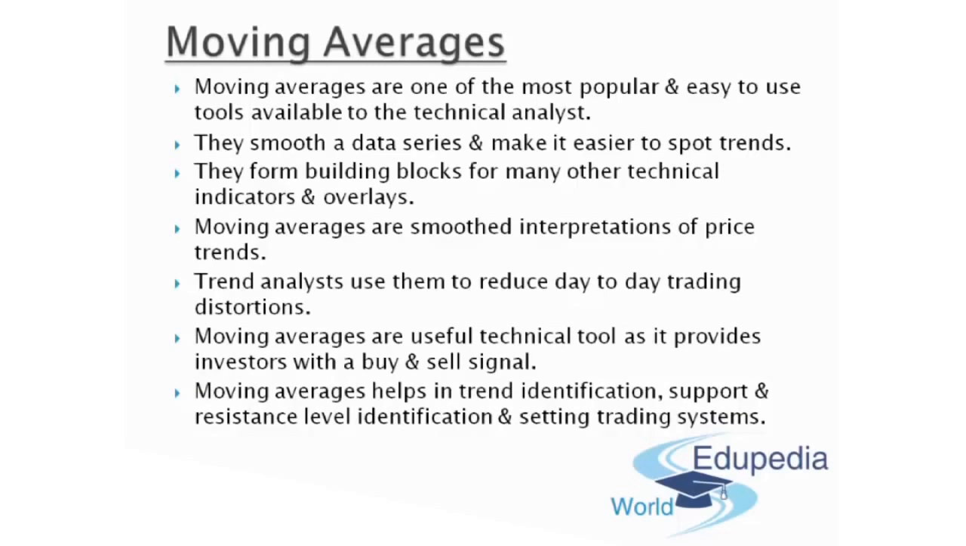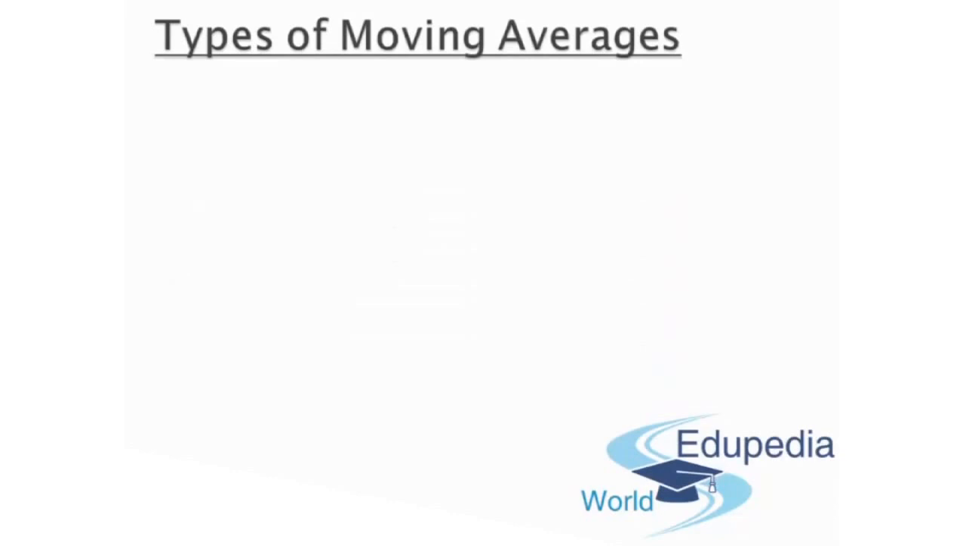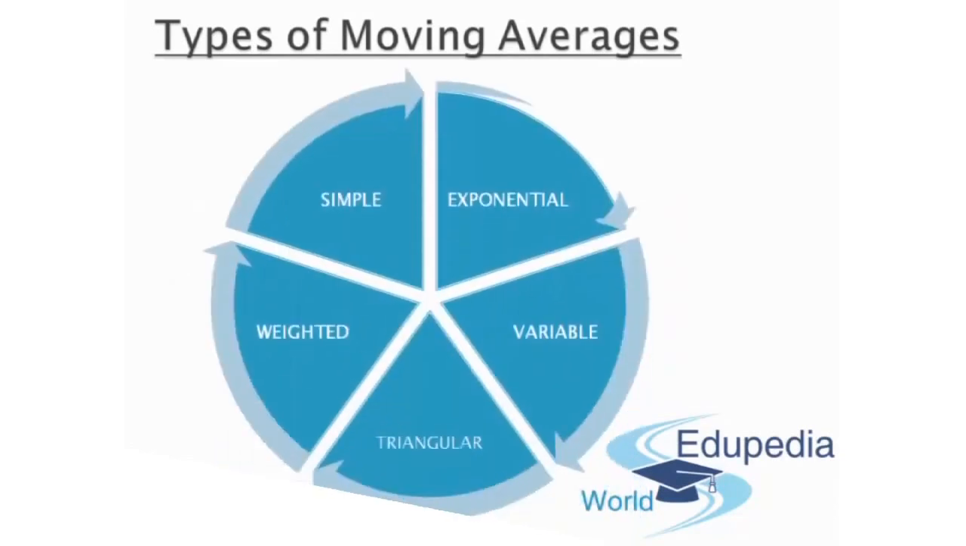So now let's discuss the basic 5 moving averages which I just narrated to you. Let's move to our next slide, and that will be about the types of moving averages. So these are the basic 5 moving averages. One is simple, second is exponential, third one comes in variable, next comes triangular, and the last one is weighted.